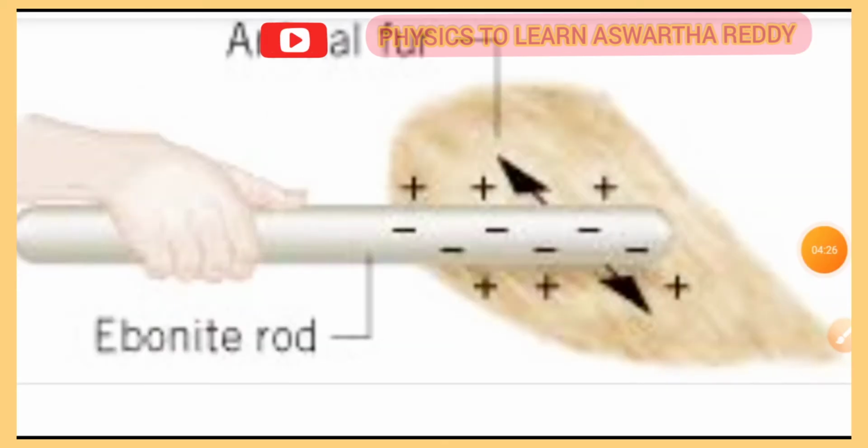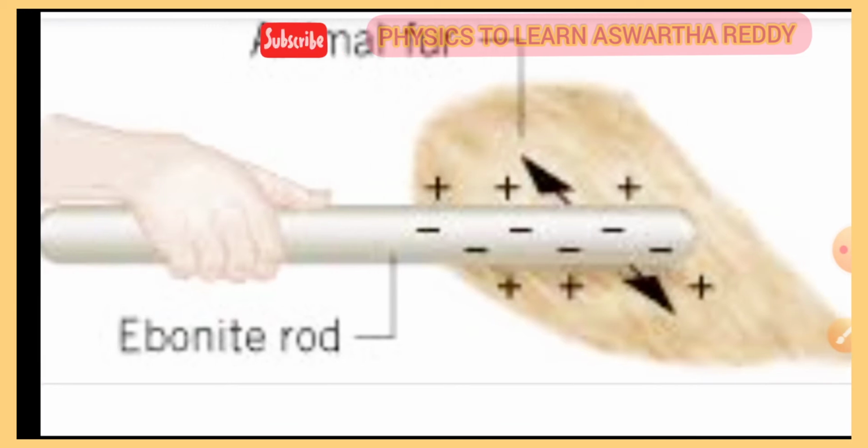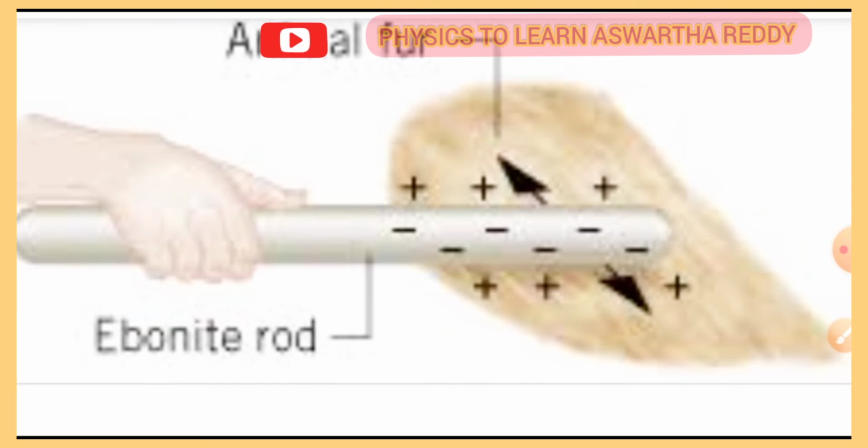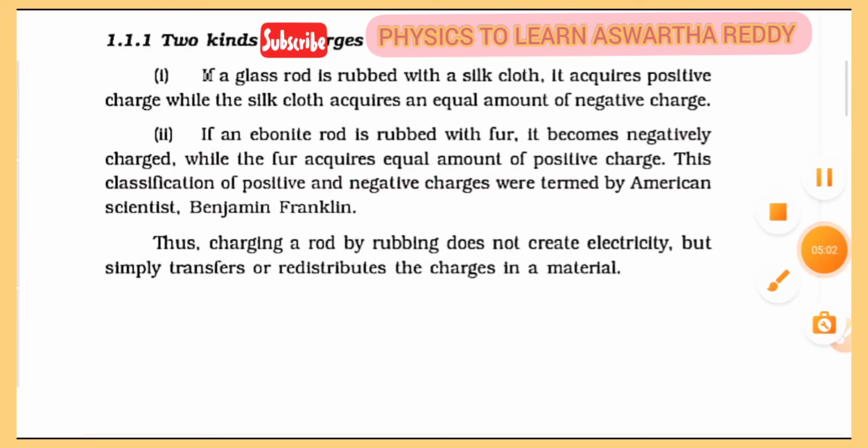In the same way, we can take animal fur and an ebonite rod. Ebonite is one kind of material. Animal fur, for example the hair of a sheep, is nothing but fur. If you rub animal fur with an ebonite rod, the fur acquires a positive charge and the ebonite rod acquires a negative charge. This is possible because, while rubbing, a transfer of charges takes place.